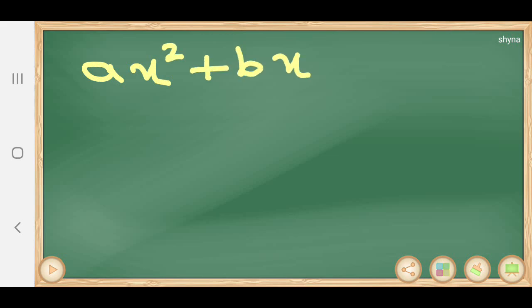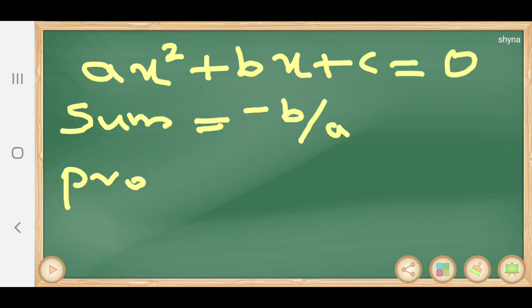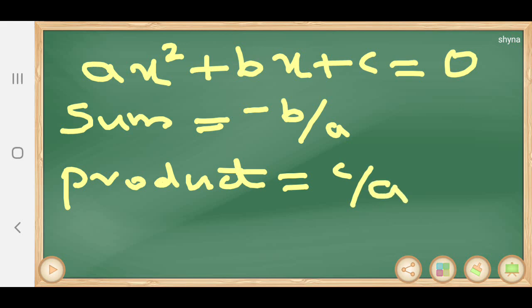If ax square plus bx plus c equal to 0 is the general form of a quadratic polynomial, then its two zeros we have to find out. This is the general case. If the two zeros are there, then sum of the zeros equals negative of coefficient of x, b, by coefficient of x square, a. Sum of the zeros equals minus b by a, and its product equals c by a.